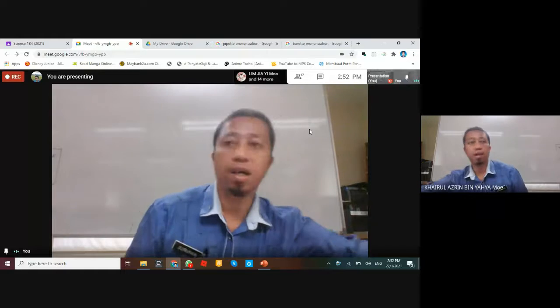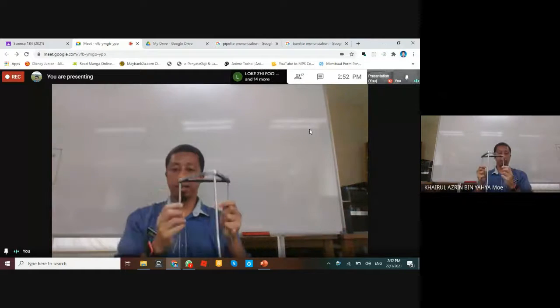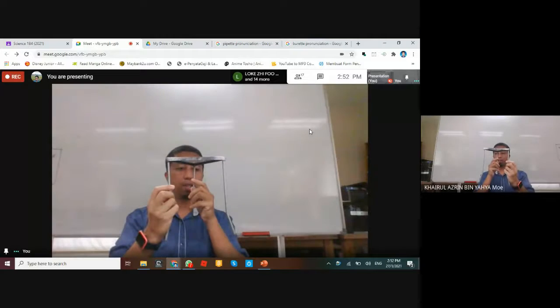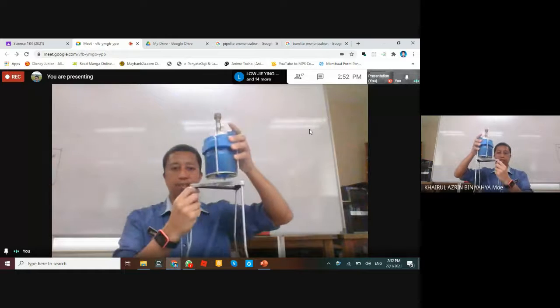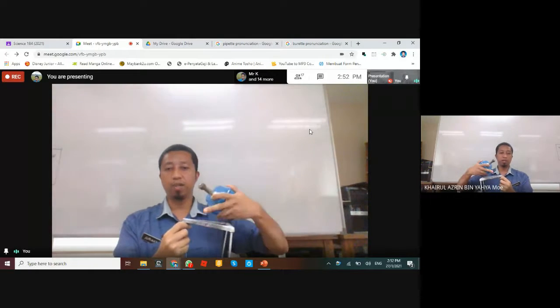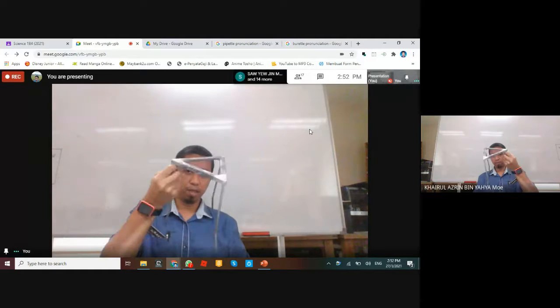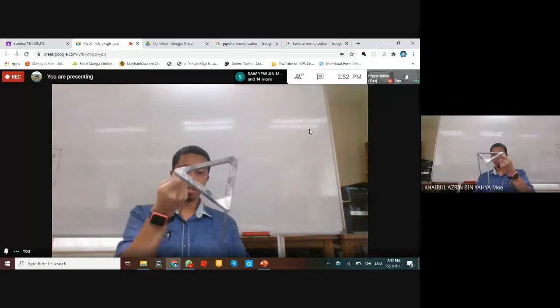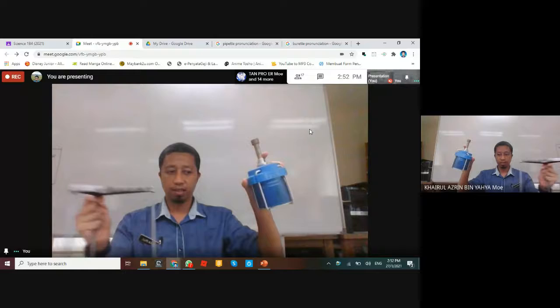Next, we have this one, the tripod stand. Tripod stand to put the Bunsen burner. But usually we have wire gauze first. Here we should have wire gauze, but I didn't bring it today. So this is the tripod stand, and this is the Bunsen burner.